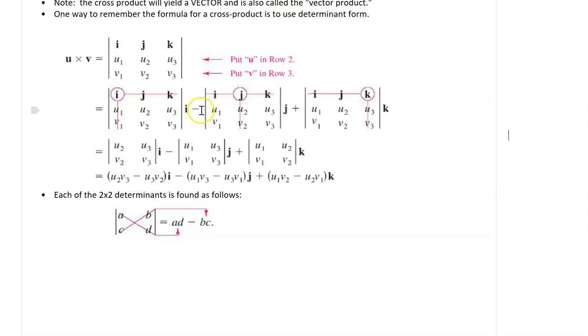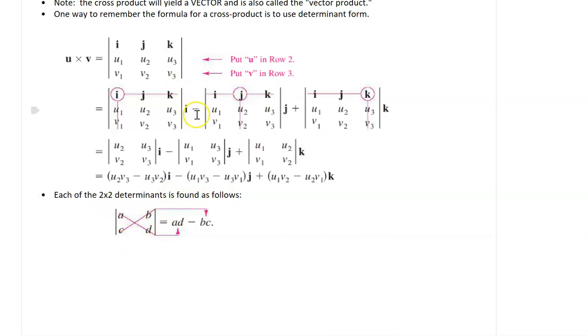And then you change the sign to a minus and do the same thing with j and find the determinant of the smaller matrix here. Change signs back to positive and do the same thing with k and take the determinant of the smaller matrix here. And this is what's called cofactor expansion. Now, if you have to do the individual 2 by 2 determinants, this would be ad minus bc. It's the forward diagonal minus the backwards diagonal.